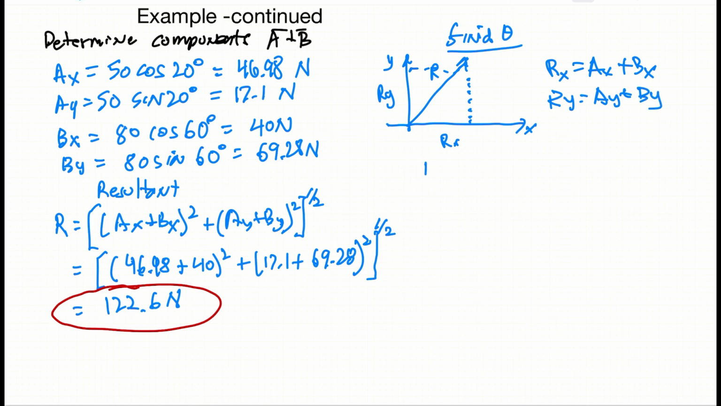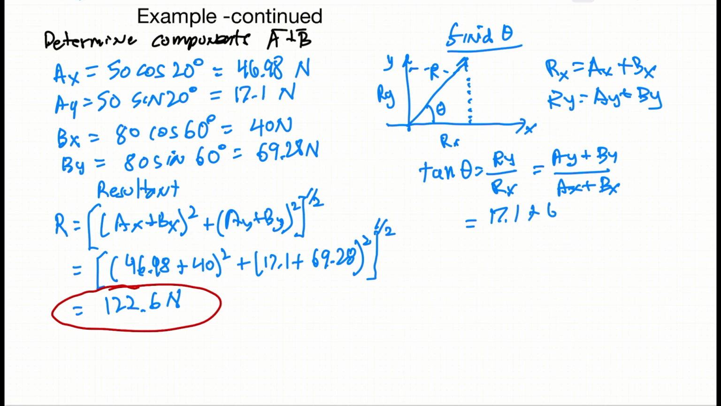Now from our equation tan theta that we covered in the previous video, we know that r sub y divided by r sub x is equal to tan of this angle theta here. Now r sub y over r sub x is just equal to a sub y plus b sub y divided by a sub x plus b sub x. Now let's put those numbers in there. So that's 17.1 plus 69.28, and divide that all by, so that's the tan theta.